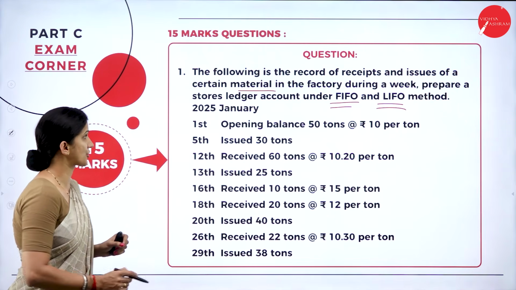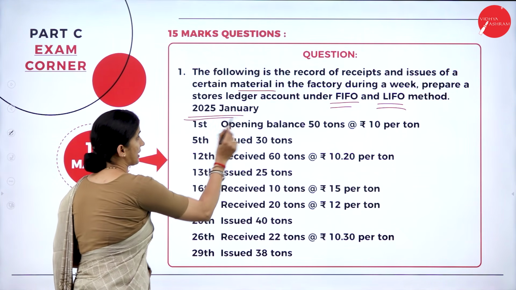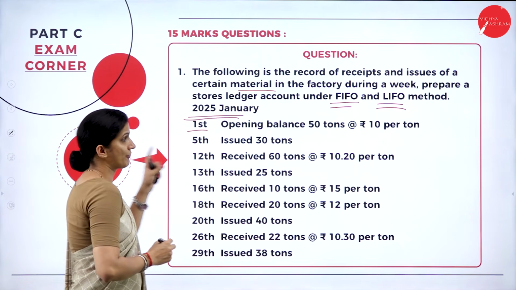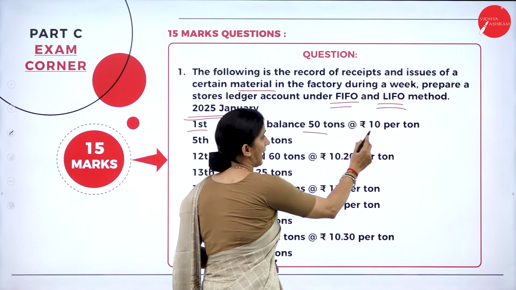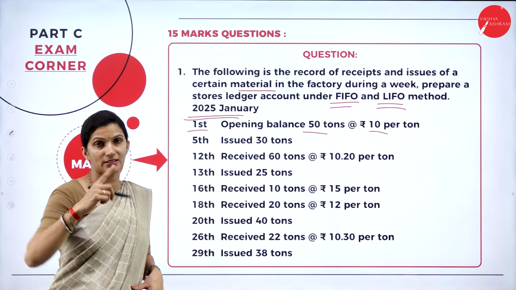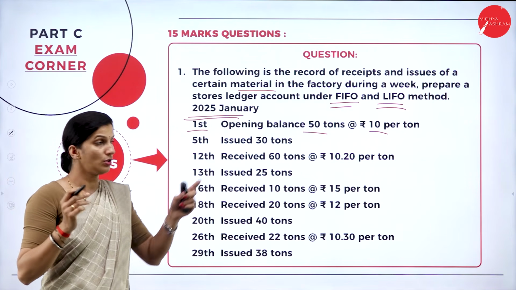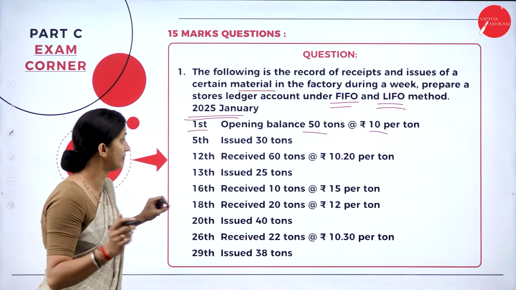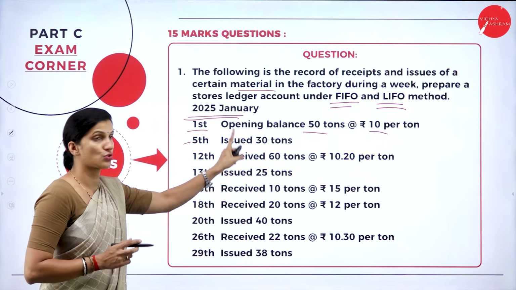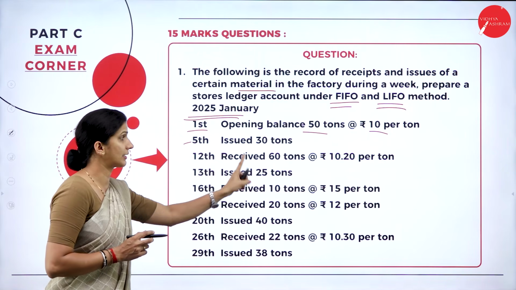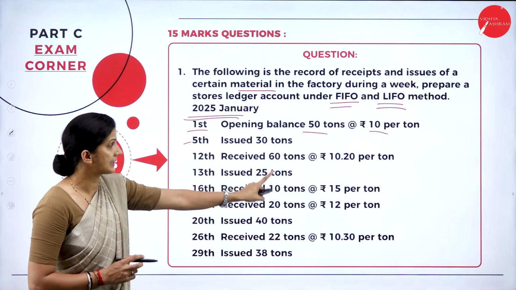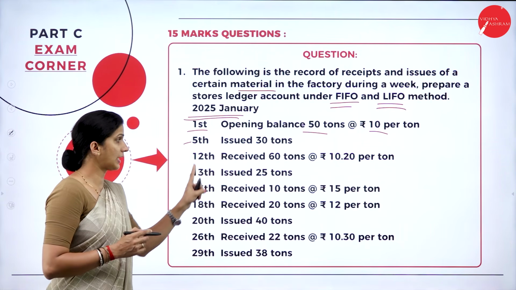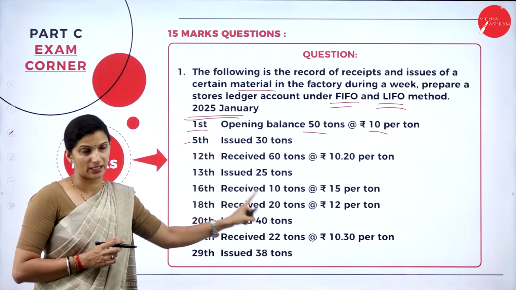So these are the transactions here. You are preparing the store's ledger account for the month of Jan 2025. First, you have an opening balance of 50 tons at ₹10 per ton. That goes in the balance column. The opening balance or the opening stock directly goes to the balance column. Then on 5th, there is an issue of 30 tons. On 12th, received 60 tons at the rate of ₹10.20 per ton. Then on 13th, issued 25 tons.